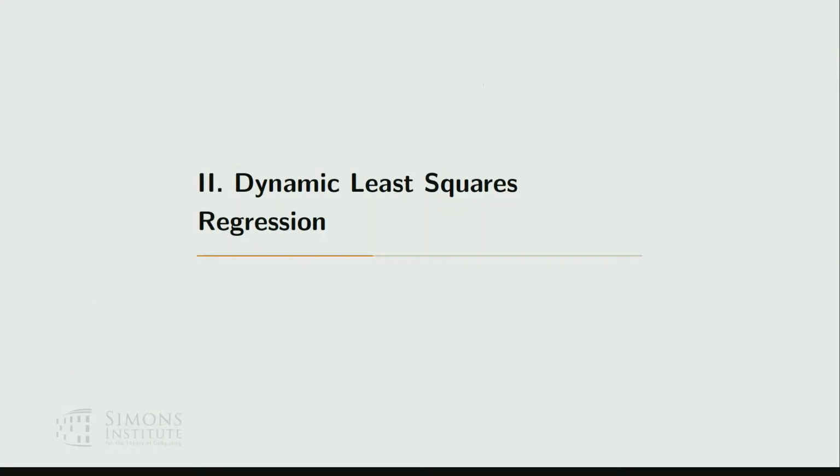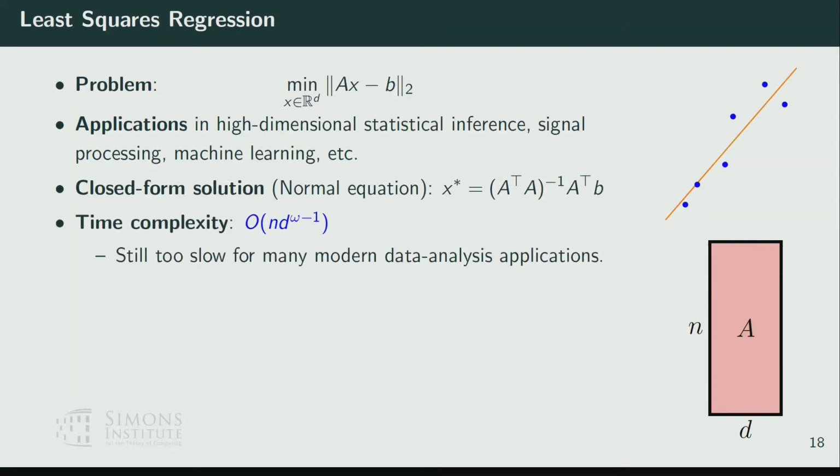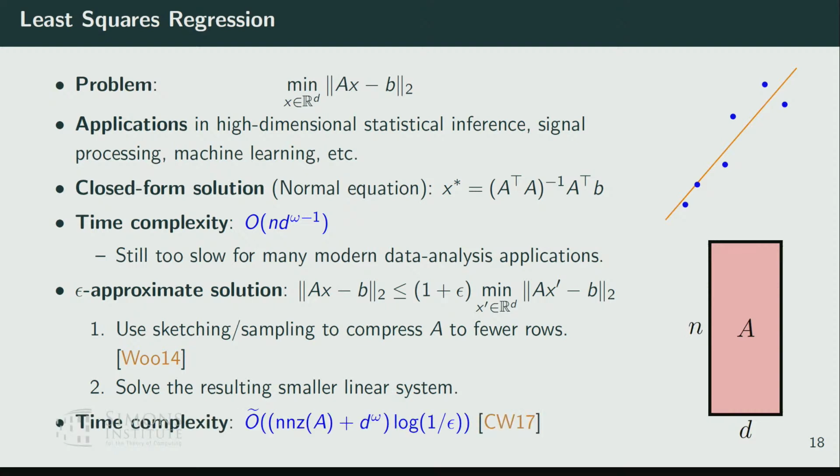Okay, so next, let's move on to the second part of my talk, which is about dynamic least squares regression. So this slide is to introduce least squares regression, but I think it's already covered in Michael's talk earlier today. So I just wanted to remind you, this is the problem formulation, and we have the closed form formula. And if we wanted to compute it exactly, it would take n times d to the omega minus 1 time. But often we're happy with an approximate solution, and then we can use all the sketching techniques that he covered in detail. And then in the end, we can achieve near linear time in the input size, and we can even reduce the dependence on epsilon to logarithmic instead of polynomial.